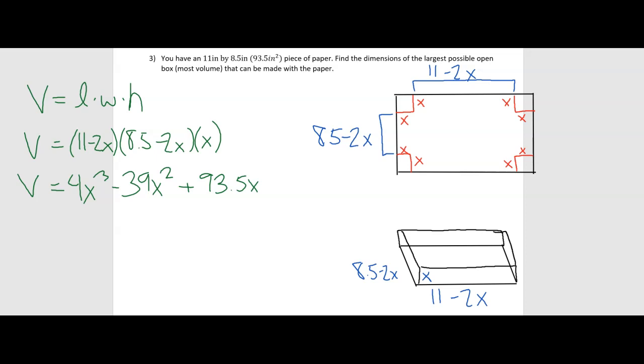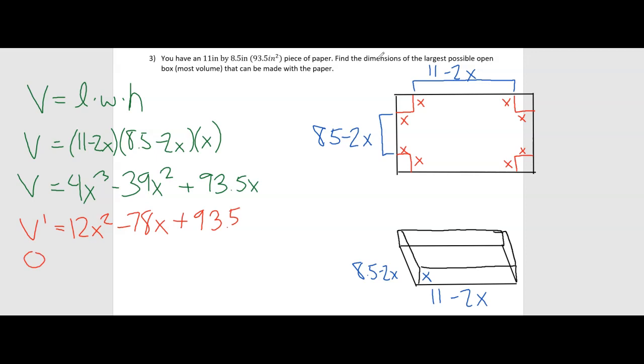Now we're trying to figure out what's the maximum volume that I could create here based on the x value that I choose to cut out for my square. So if I'm trying to find the maximum value of a function, right, we talked about this, I need to figure out where the derivative goes from positive to negative, which means I first need to find my derivative. So I get V prime is equal to 12x squared minus 78x plus 93.5. And again, I'm going to set that equal to 0 to find my critical points.